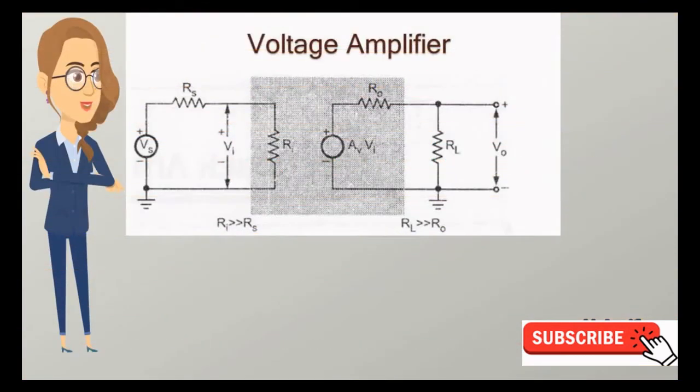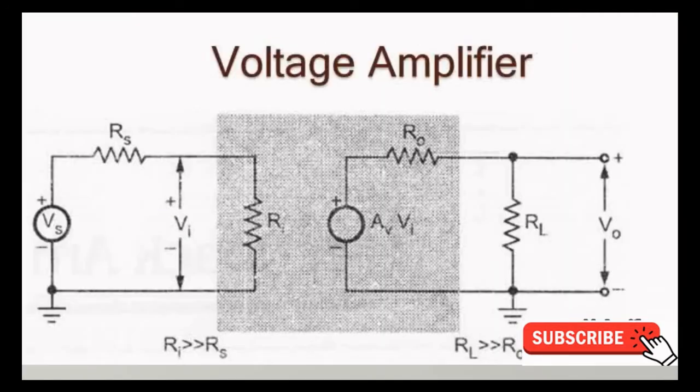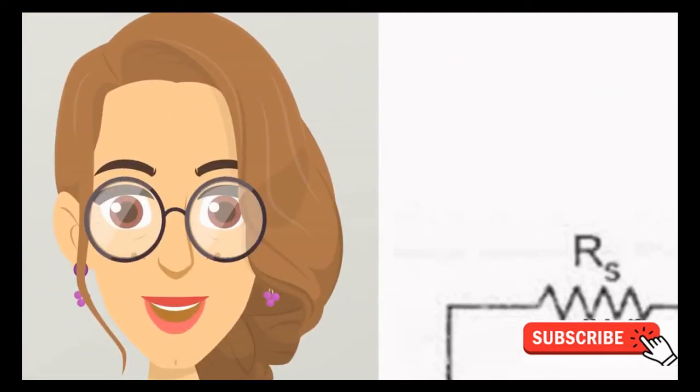This is the Thevenin equivalent form of voltage amplifier, and Thevenin's theorem states that any circuit containing many voltage sources and many resistances can be replaced by a single source and a single resistance.